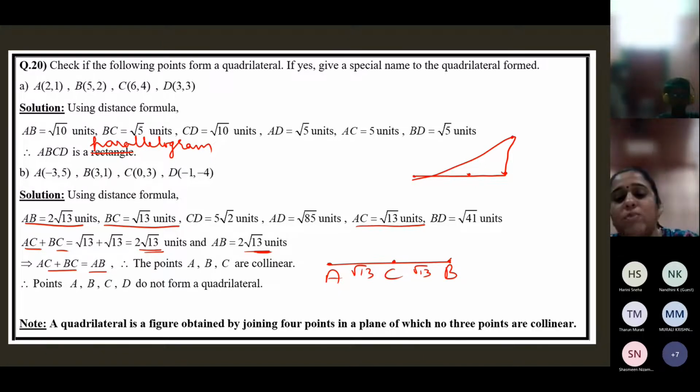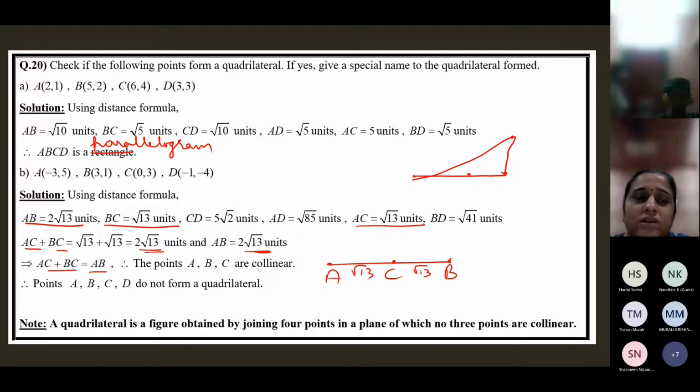But here the points A, C, and B are collinear. How do we know that? The check: AC plus BC is equal to AB. The sum of 2 segments is equal to the third one. And this is possible only when the 3 points are collinear. You can see that in the diagram: C in the middle, A and B at the ends. So since the points A, C, and B are collinear, the points A, B, C, and D do not form a quadrilateral.